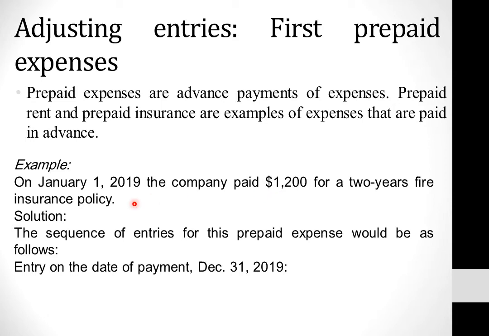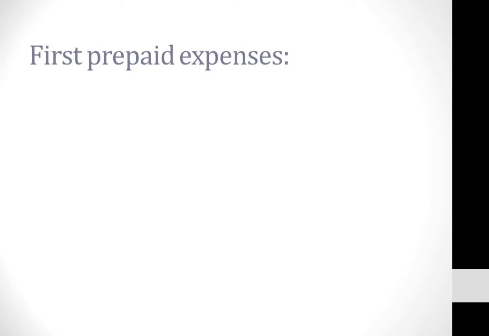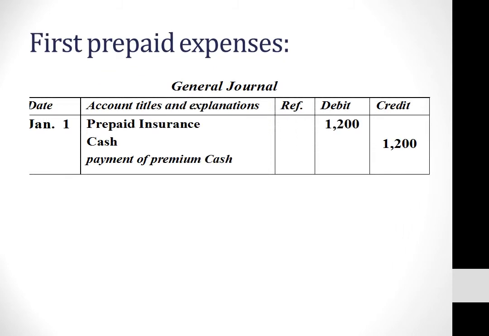So by the end of December 31, 2019, we need an adjusting entry to tell us that only half of this amount belongs to 2019 as insurance expense, and the other half is transferred to 2020. To record the previous transaction, we make this journal entry. At January 1, prepaid insurance in the debit as it is an asset, and cash in the credit because it decreased.